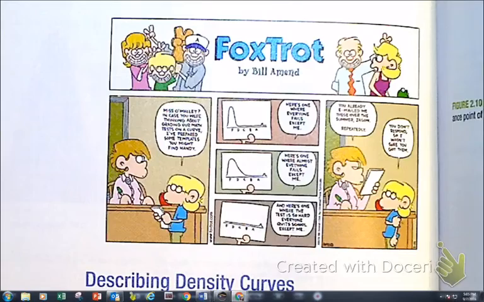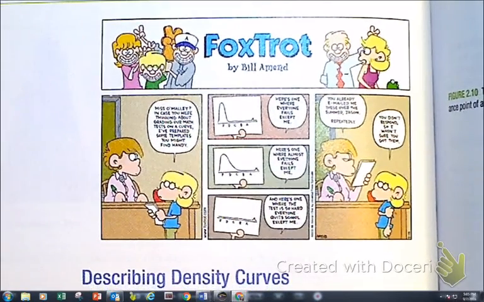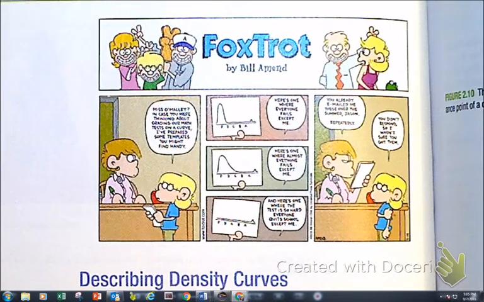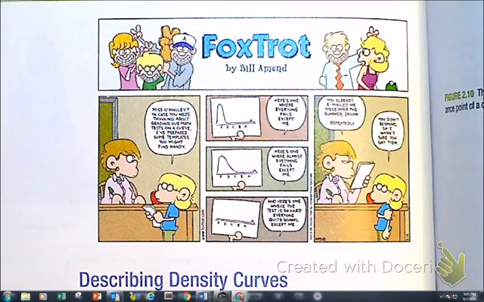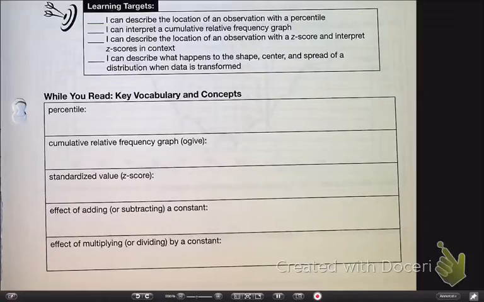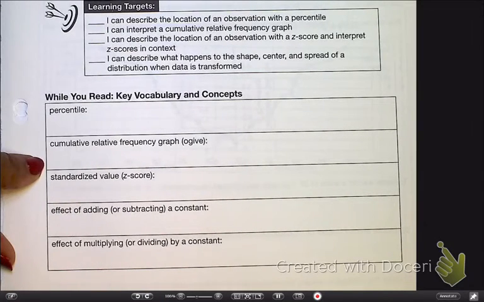We are talking about the end of this chapter review, which is basically the normal distribution. As you can see from this cartoon in your book on page 106, we're talking about left skewed, right skewed, which is the right answer, etc. So during this video, we're going to be talking about cumulative relative frequency graphs, ogives, really quickly.